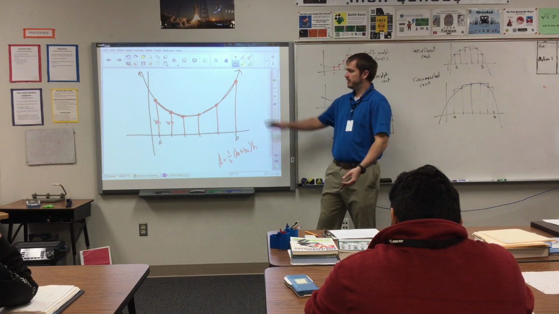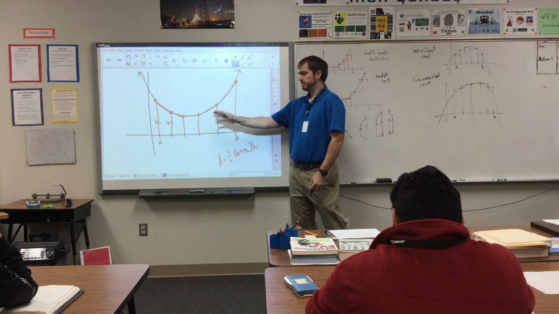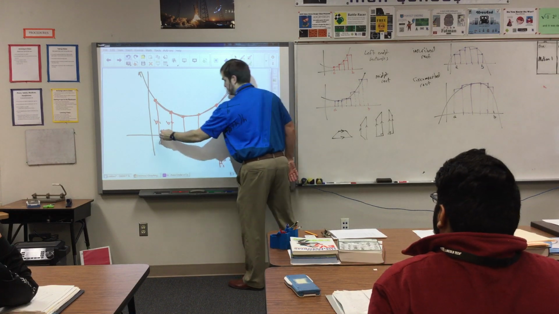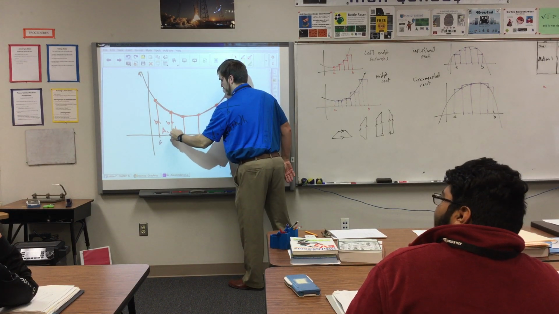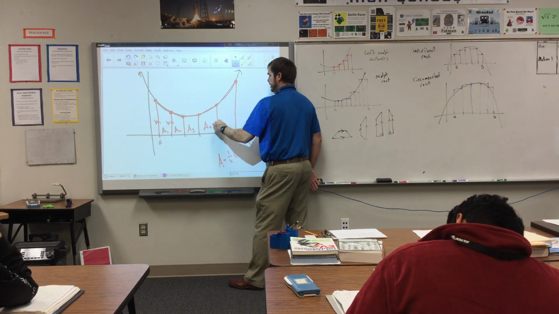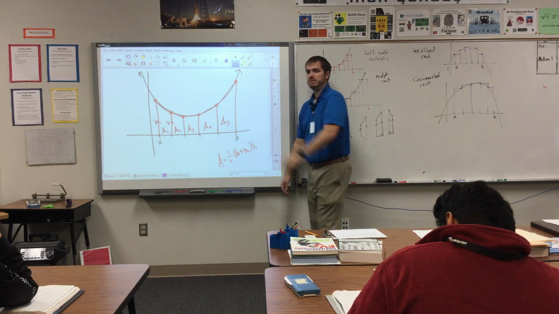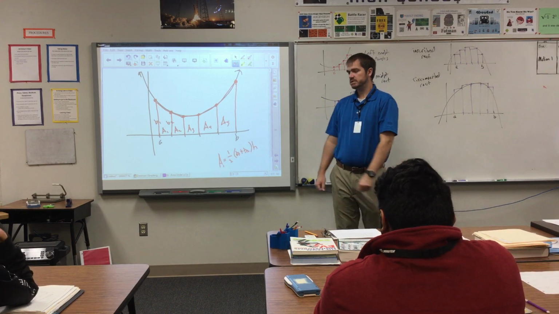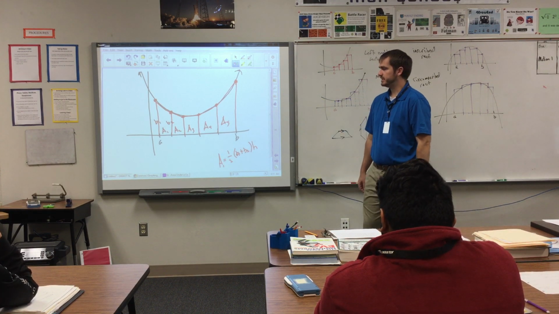So to approximate the area under the curve but above the x-axis and between A and B, you would find the area of trapezoid 1, then the area of trapezoid 2, then trapezoid 3, then trapezoid 4, then trapezoid 5, and then you would add them all up together, and then you would have a pretty close approximation to the exact area.